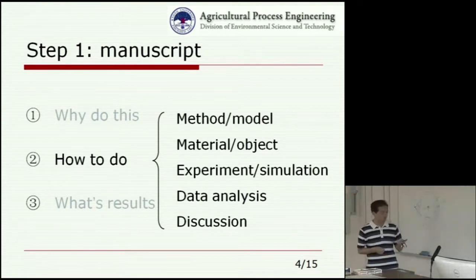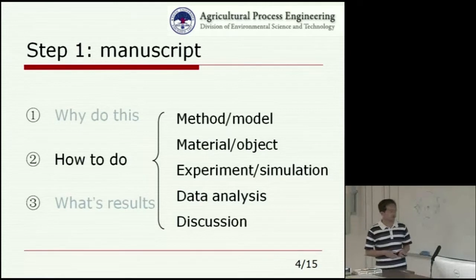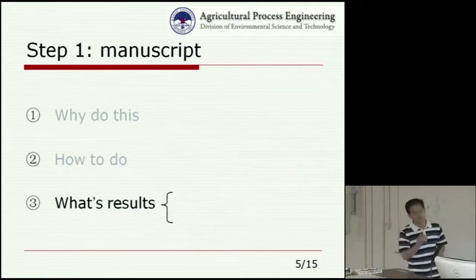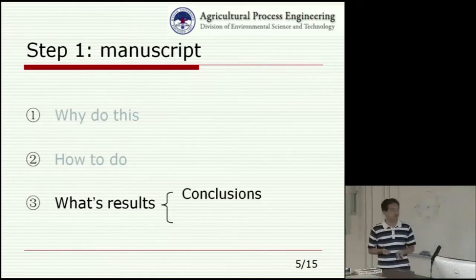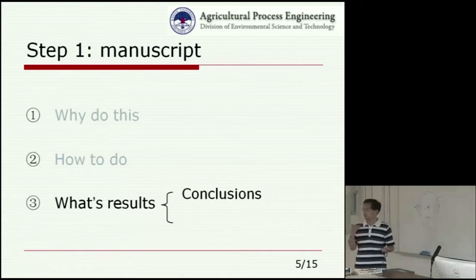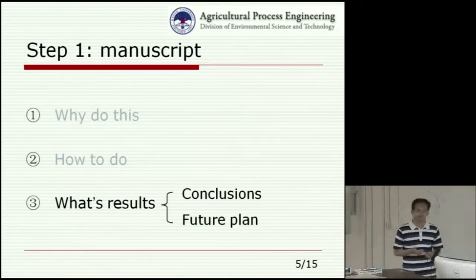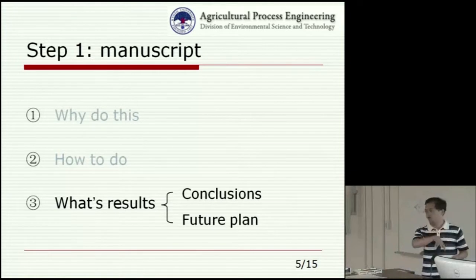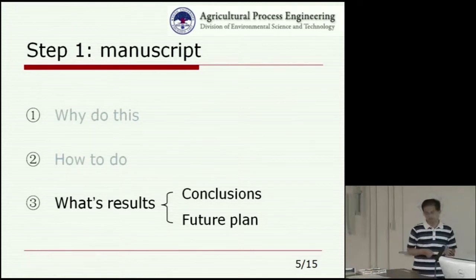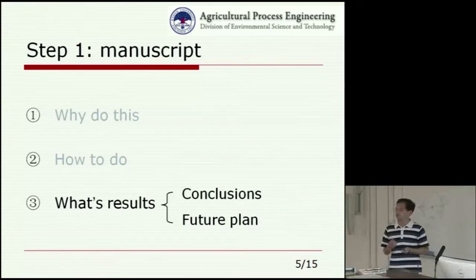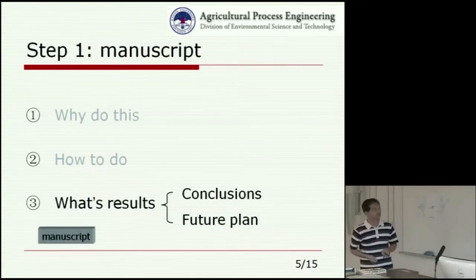This is the second part: how do we do our research work? And finally, we give the result. What do we get from our research work? Mainly it is composed of conclusions, and sometimes we give the next research plan in the future. And this is the core outline I follow when I'm preparing the manuscript of the slides.